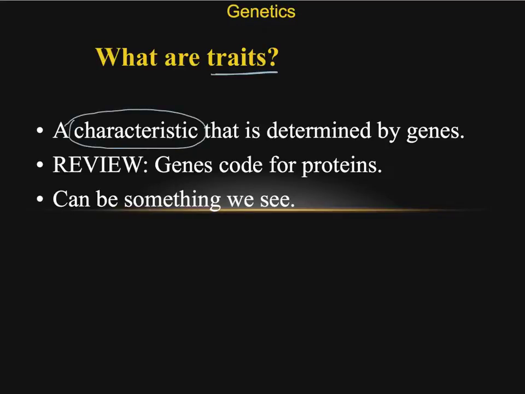It can be a physical characteristic, that is something we can see with our eyes. It might be something like eye color, for example, or the size of your nose, something we can see. And it might be something that we can't see. I'll get to that in a moment.